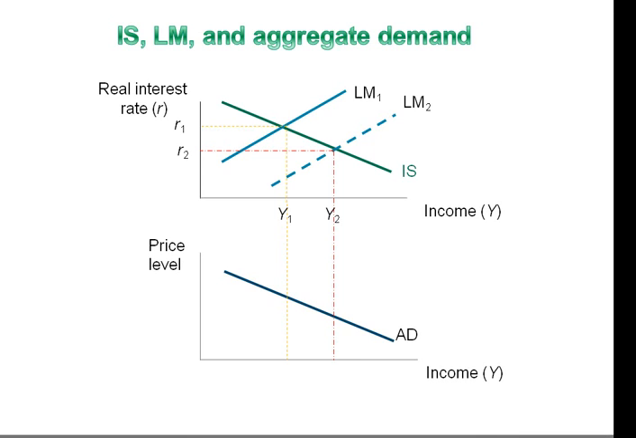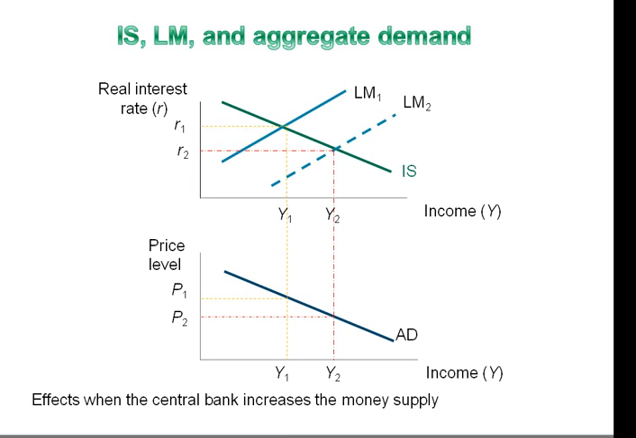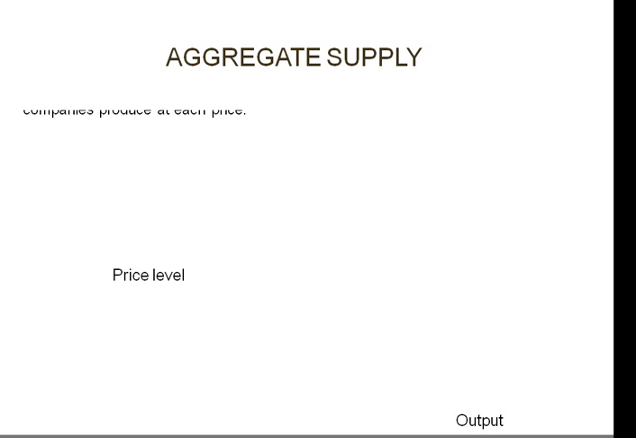Price level and income level. So we are moving from y1 P1 to P2 and y1 to y2. Effects when the central bank increases the money supply: it increases aggregate demand.